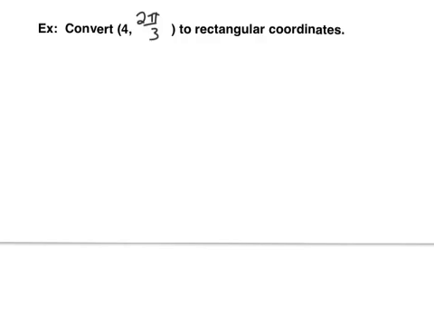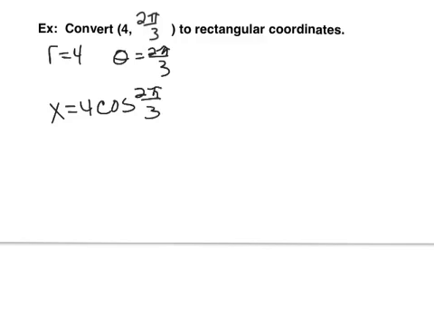Alright, so we're going to convert 4, 2 pi over 3 to rectangular coordinates. My radius is 4, and my angle is 2 pi over 3. To convert that way, I know that my x value is going to be 4 times the cosine of 2 pi over 3. And my y value is going to be 4 times the sine of 2 pi over 3. We're going to keep these things exact. We're going to use special triangles when we have special angles and keep everything exact. I don't want to see a whole bunch of decimals on your paper.